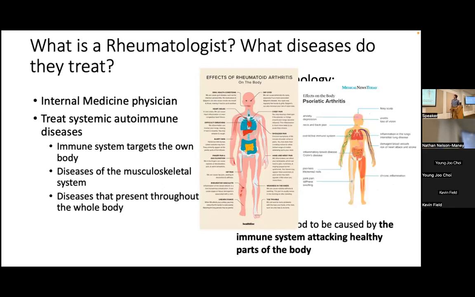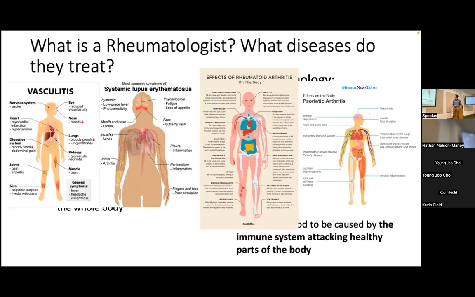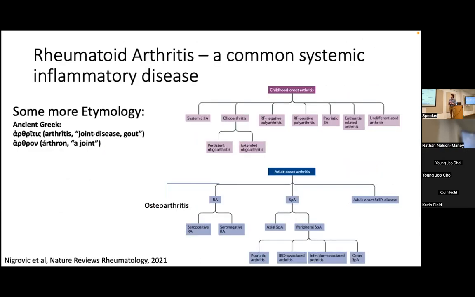They also treat things like psoriatic arthritis, systemic lupus erythematosus or lupus, vasculitis, which is inflammation of the blood vessels, and many other conditions as well. We're talking about rheumatoid arthritis today, though. Let's break it down some more with some more etymology. Arthritis means joint disease, and arthron is a joint. Understanding the root words helps understand what we're talking about, and kind of demystifies the words.